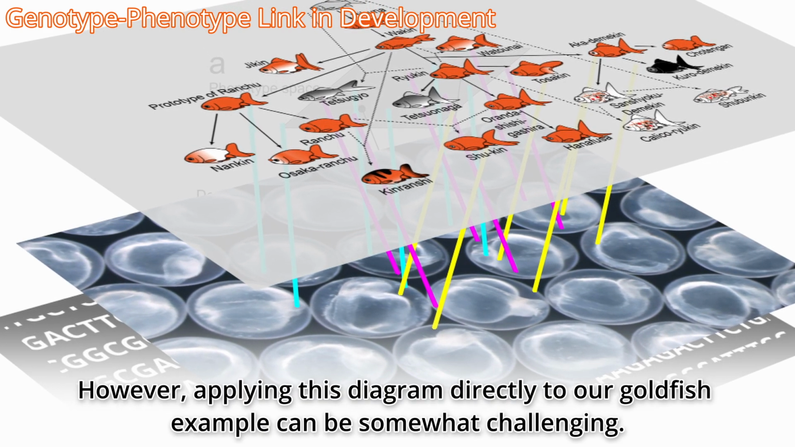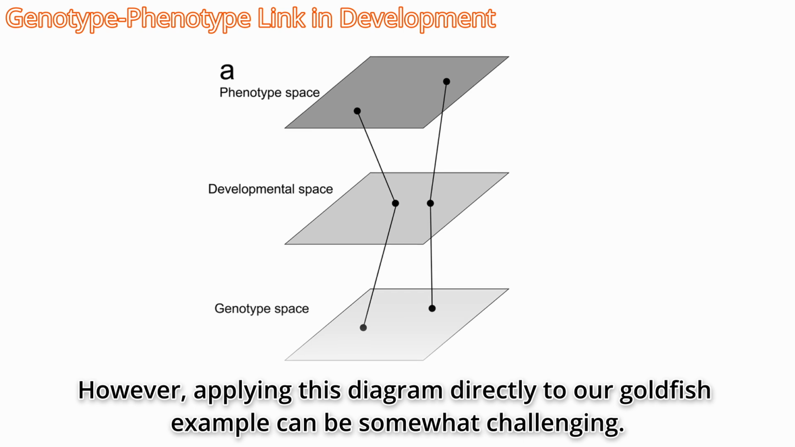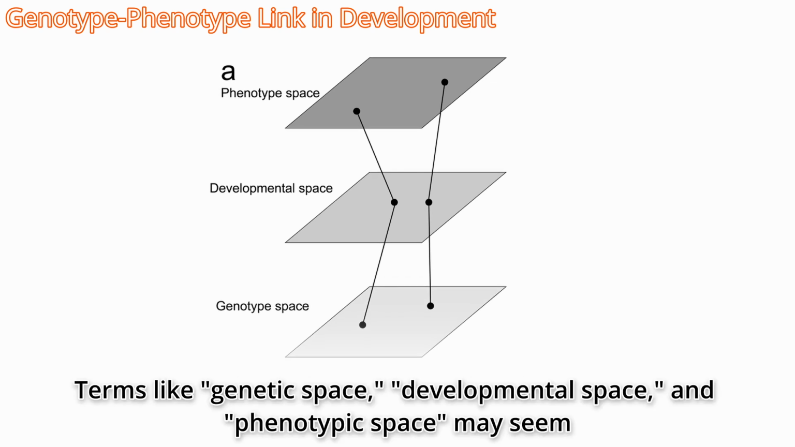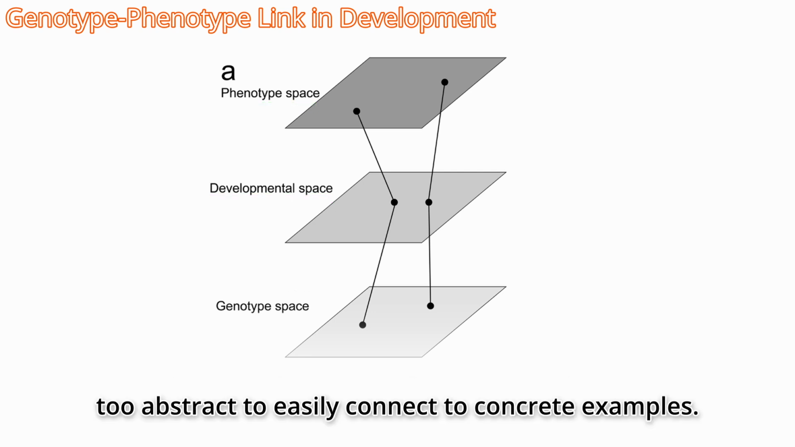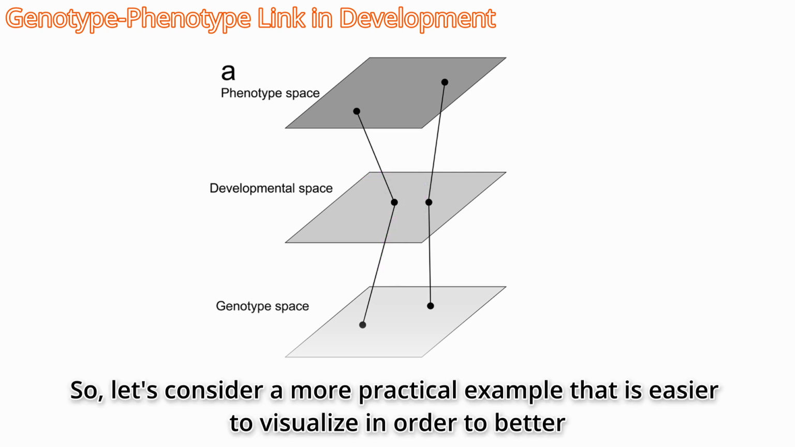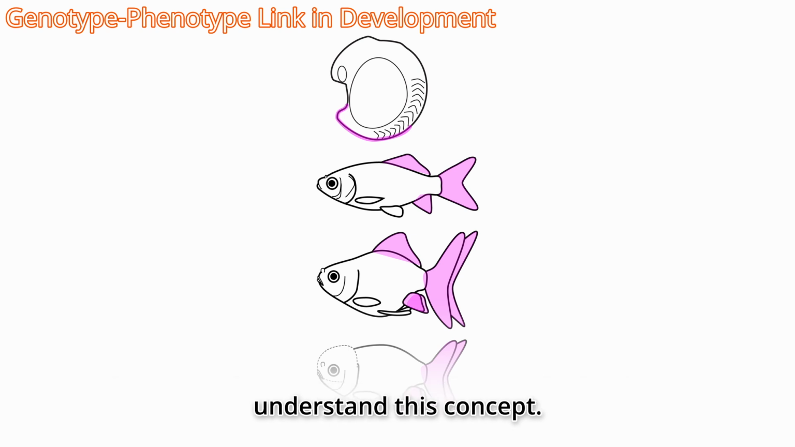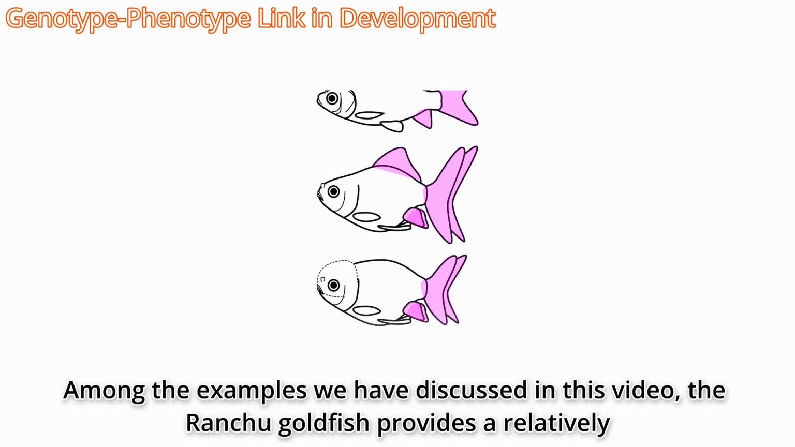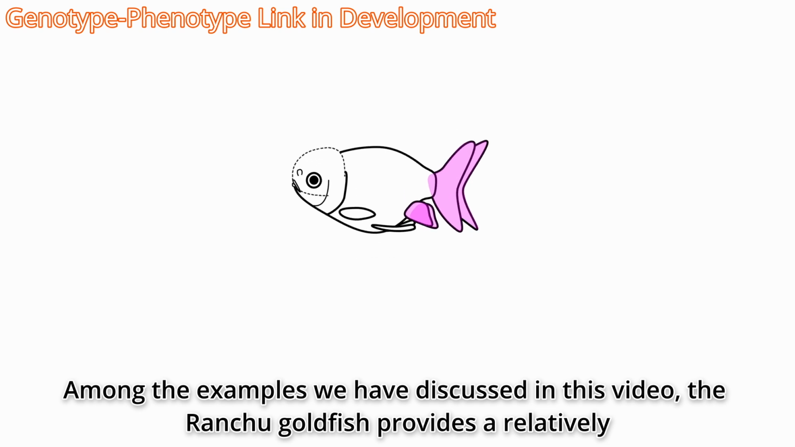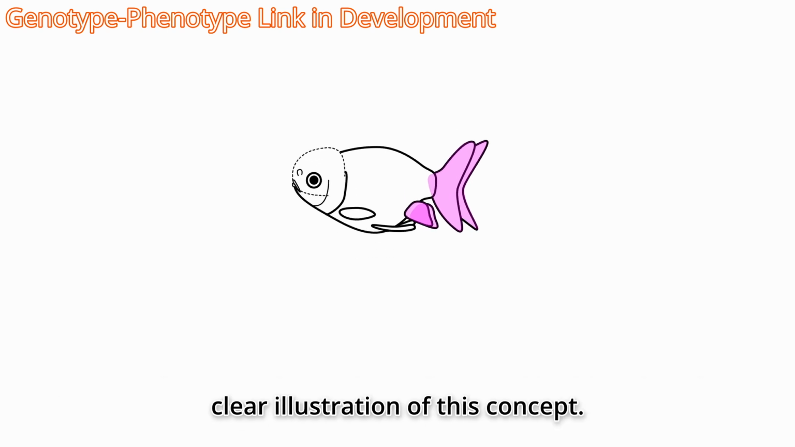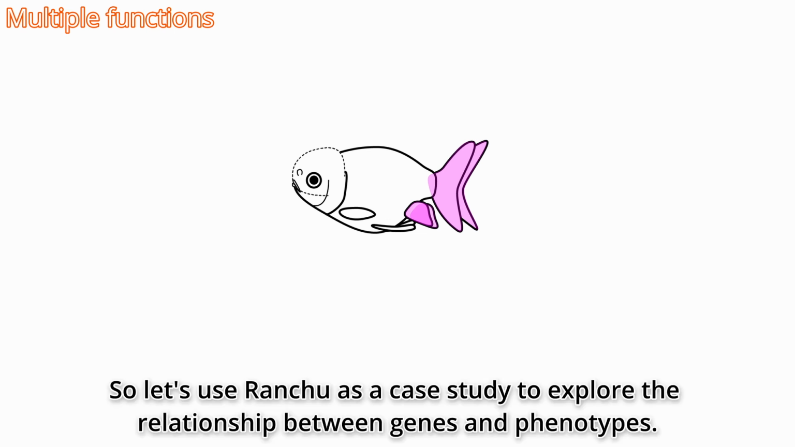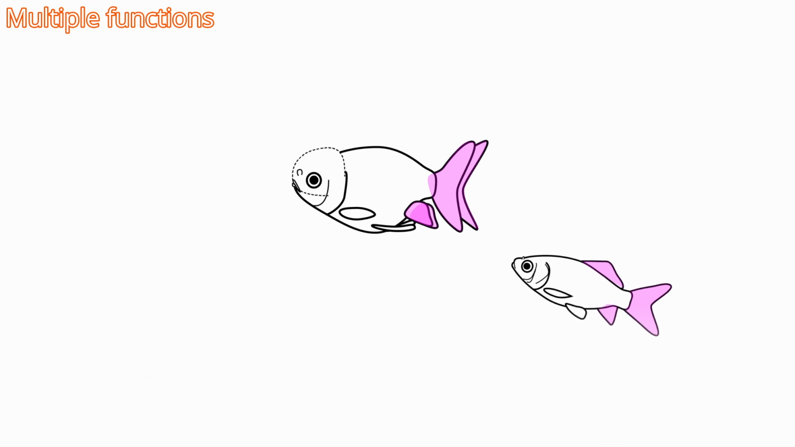However, applying this diagram directly to our goldfish example can be somewhat challenging. Terms like genetic space, developmental space, and phenotypic space may seem too abstract to easily connect to concrete examples. So let's consider a more practical example that is easier to visualize, in order to better understand this concept. Among the examples we have discussed in this video, the Rancho goldfish provides a relatively clear illustration of this concept. So let's use Rancho as a case study to explore the relationship between genes and phenotypes.